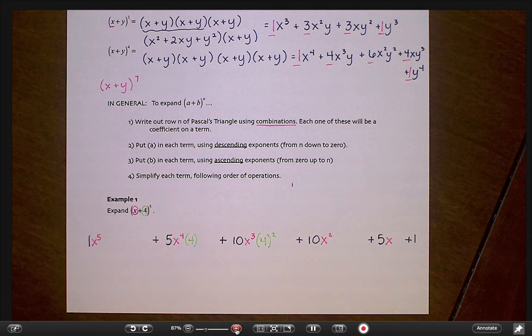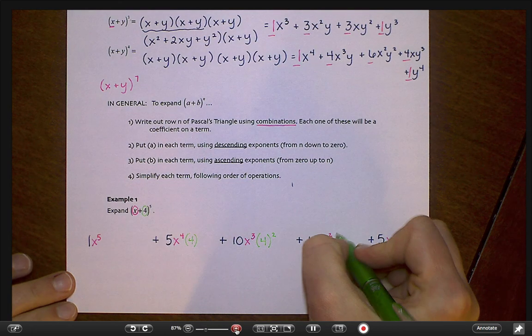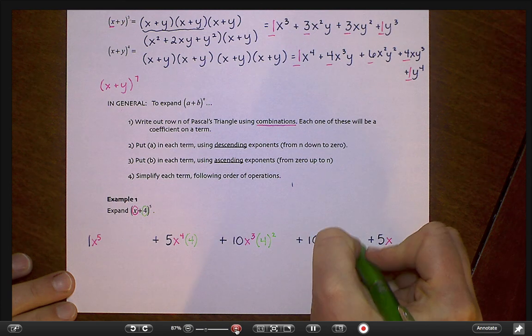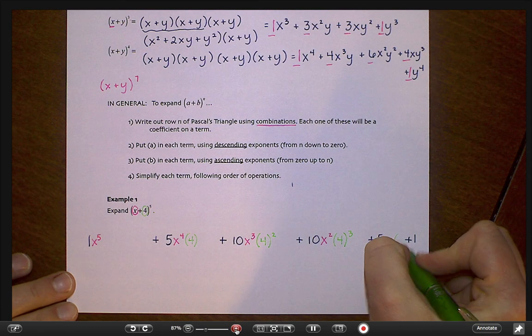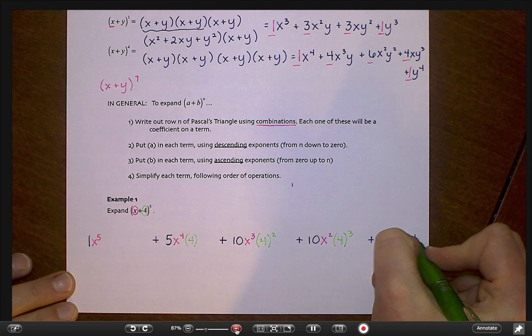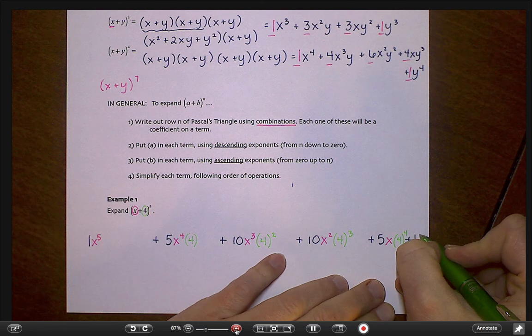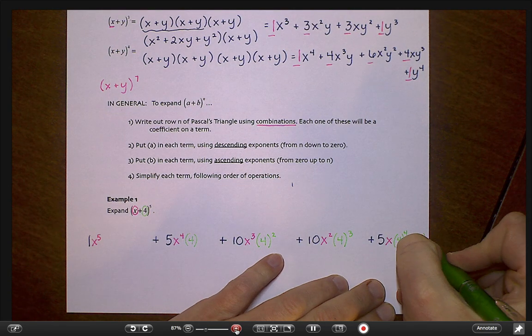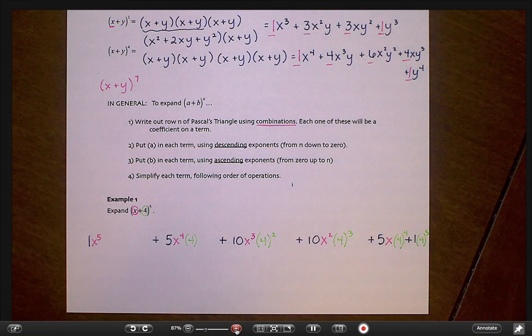Notice how I wrote that: the parentheses around the number and then the square on the outside. This is going to get a 4 cubed. This is going to get a 4 to the 4th. And then this last one is getting 4 to the 5th power. Okay, so now what we need to do is clean up each of these terms.